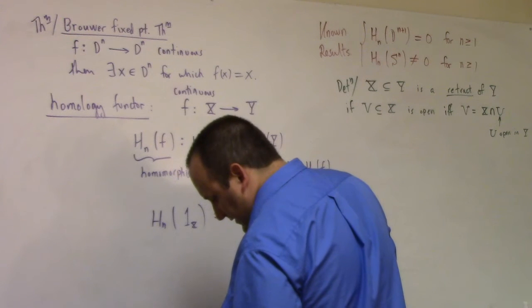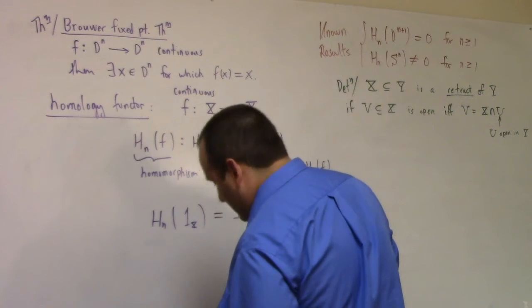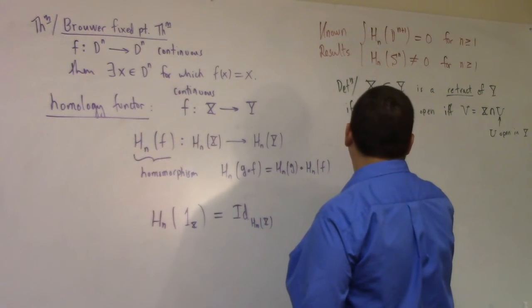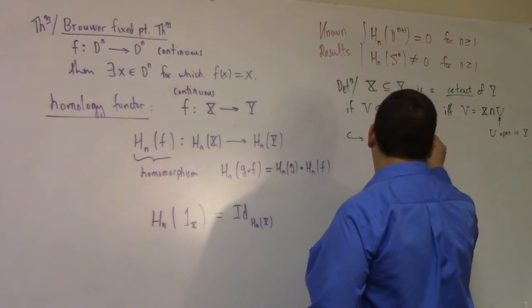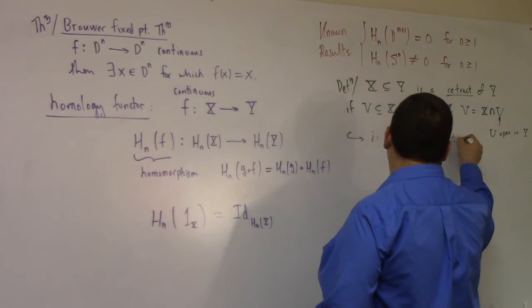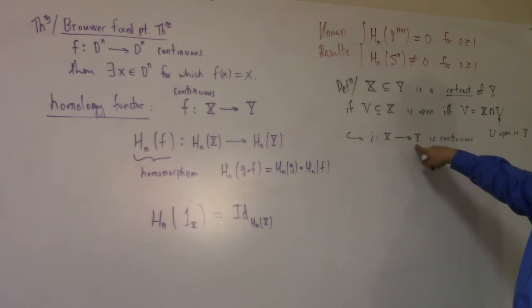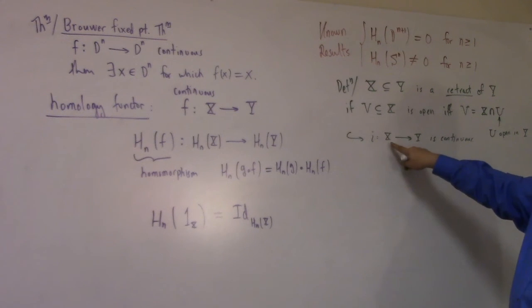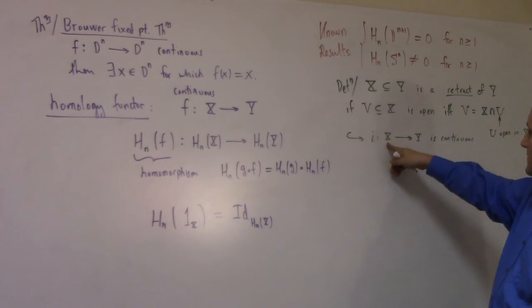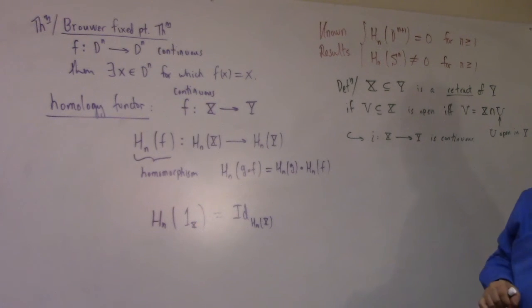Let's see here. I think he says, observe this guarantees that the inclusion map is continuous for a retract, right? Because the inverse image of an open set in Y under this map is necessarily, well, it's by definition open, I suppose, up here.